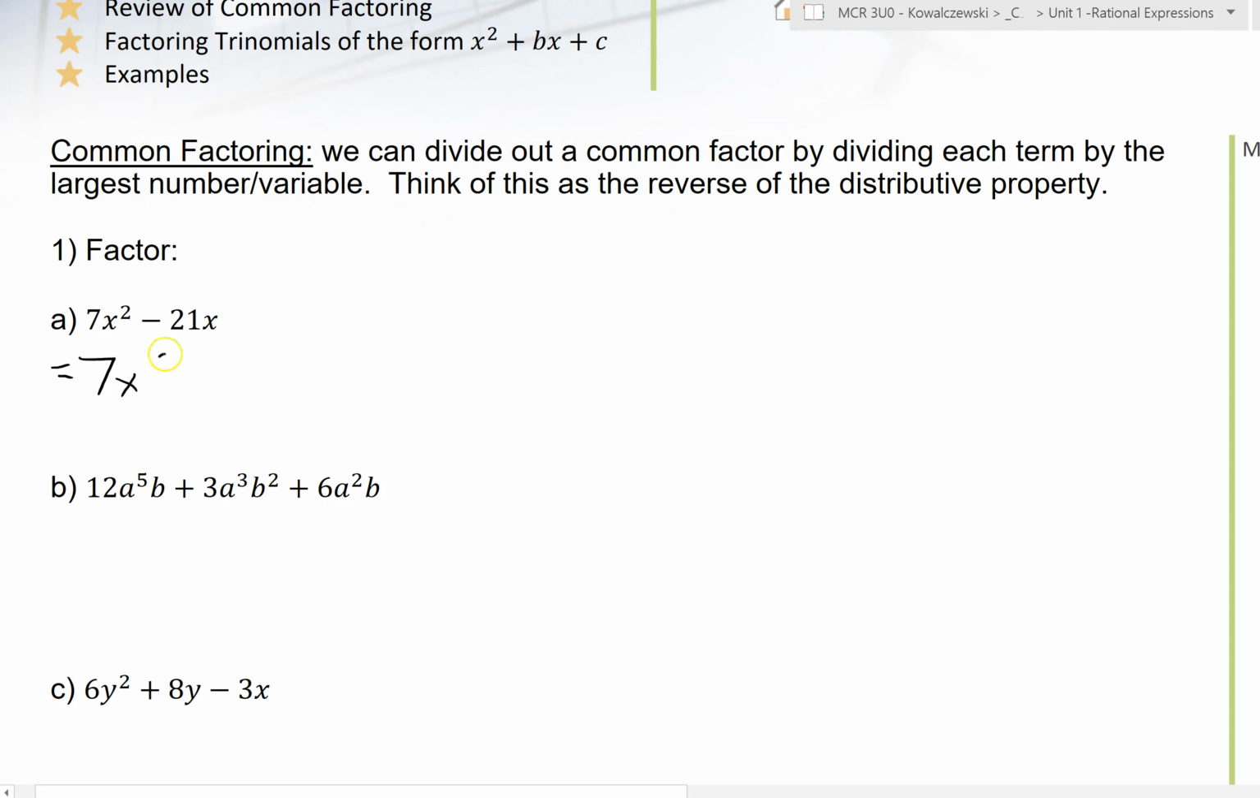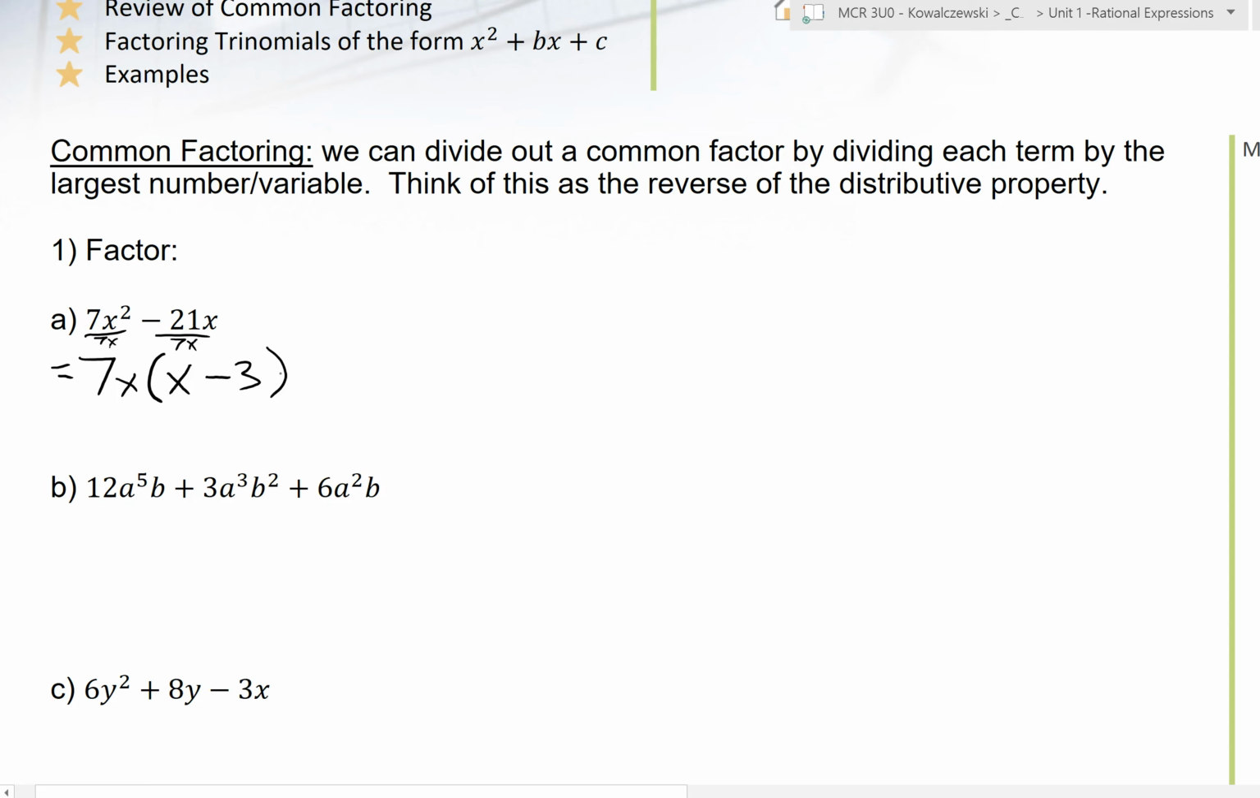So what I'm doing here is I'm going to divide both of these by 7x. Now you don't have to show the division in the original question, but I like to show it for our lessons. So 7x squared divided by 7x is x. When I divide the second term also by 7x, so 21x divided by 7x, and remember that that's subtraction there, that will be minus 3.